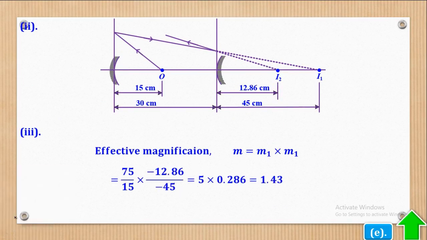So for the first mirror, image was 75 and object was 15. Second mirror, image distance was negative 12.86 and object was negative 45. So when I multiply the two, I'll come up with 1.43 as the magnification.